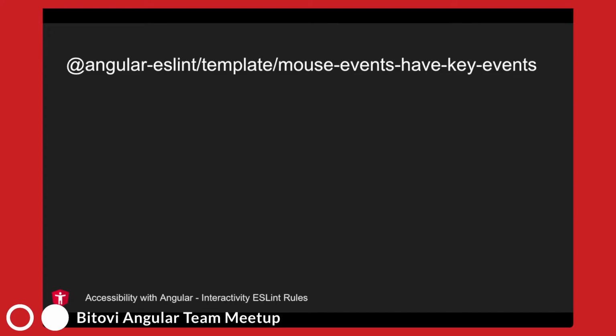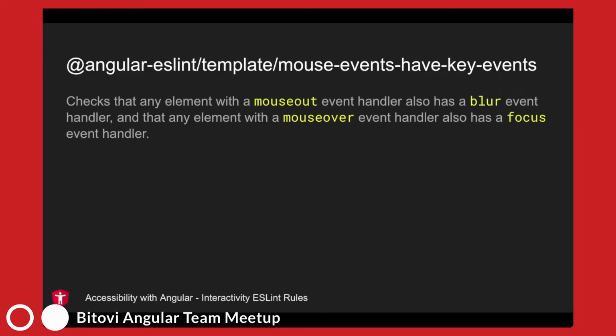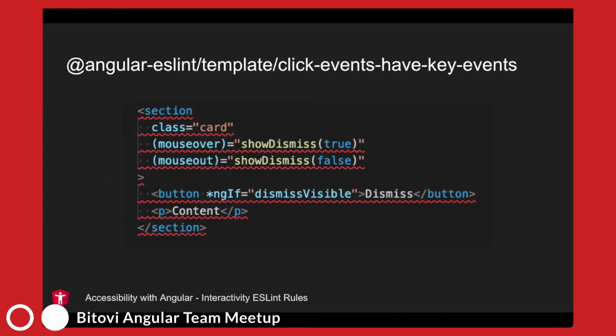Okay, our last rule is also mouse and keyboard related. In this one, we want to make sure that any element that handles mouse out also handles blur, and anything that handles mouse over also handles focus. This follows along with the same rule, 2-1-1. And let's look at an example here.